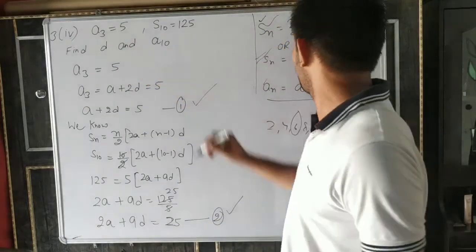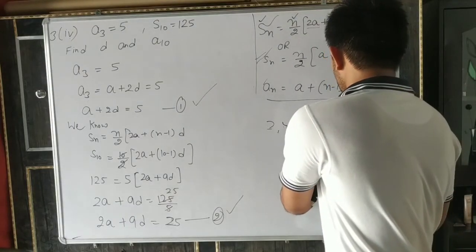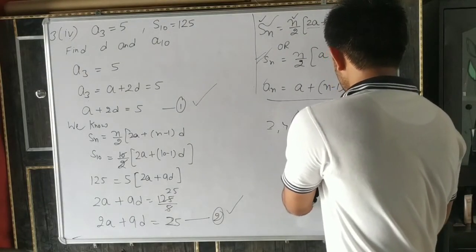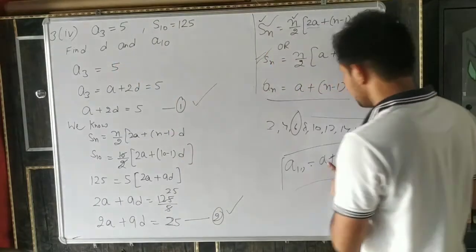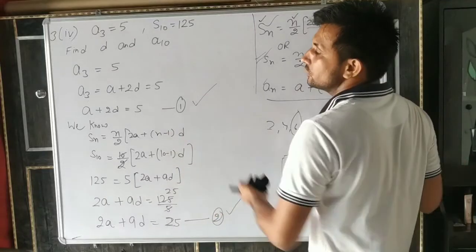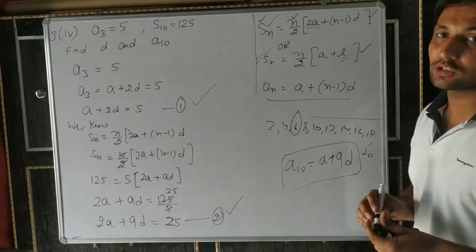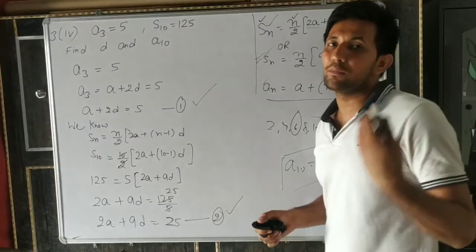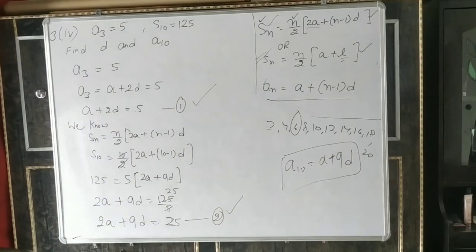But we have to find A10. A10 means we have to find a plus 9d. D we have already found, and a we can find by using equation 1 and 2. So solve this question yourself. Try more and more questions of the third part. Okay dear, thank you everyone. Have a nice day.